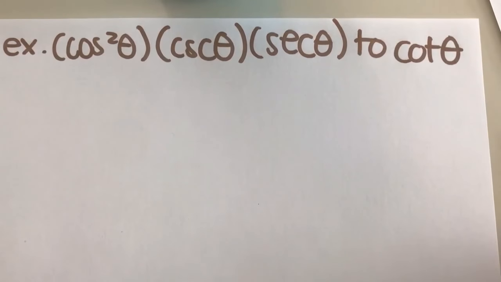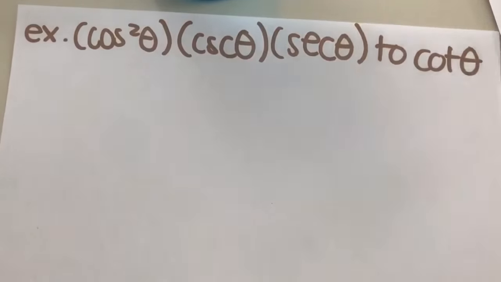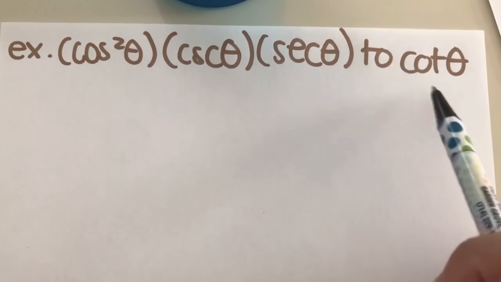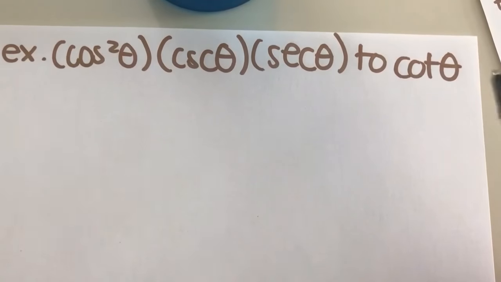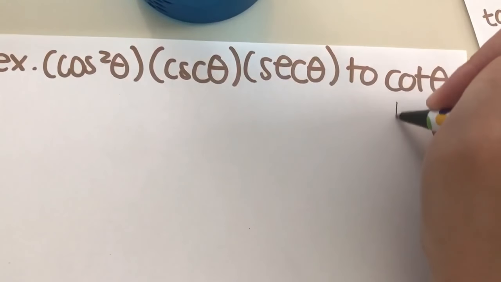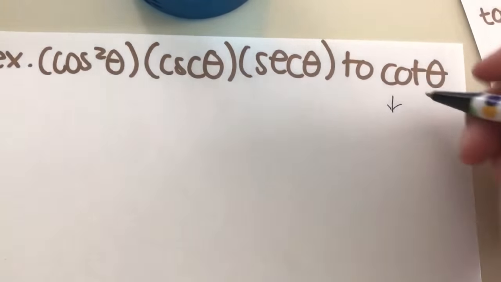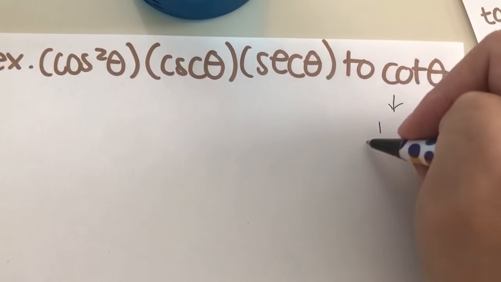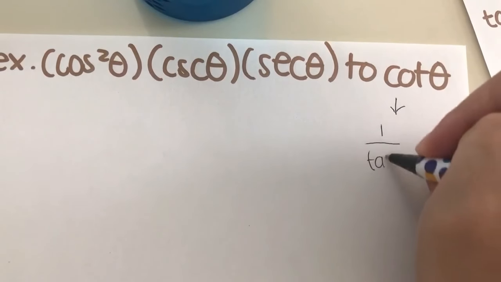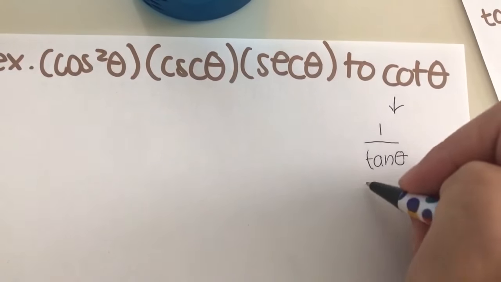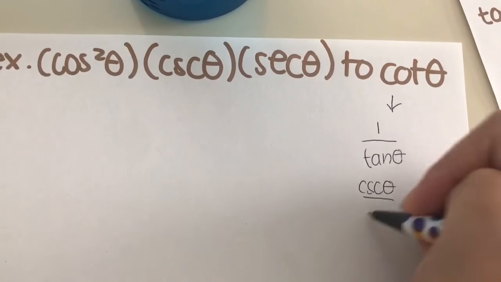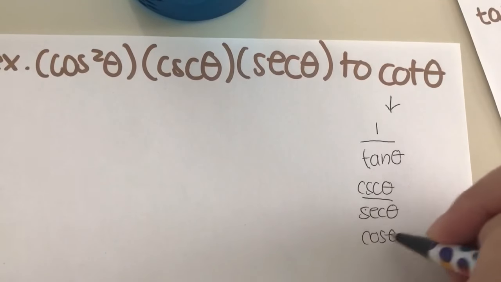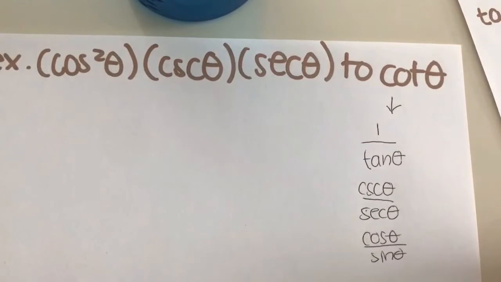For our first example, we have cosine squared of theta times cosecant of theta times secant of theta, and we want to transform that to cotangent of theta. For the first step, we should list some possibilities of what cotangent can be transformed into. From the list we just learned about, cotangent of theta could be transformed into 1 over tangent of theta, or cosecant of theta over secant of theta, or cosine of theta over sine of theta.